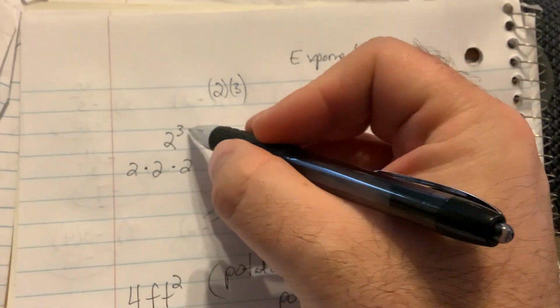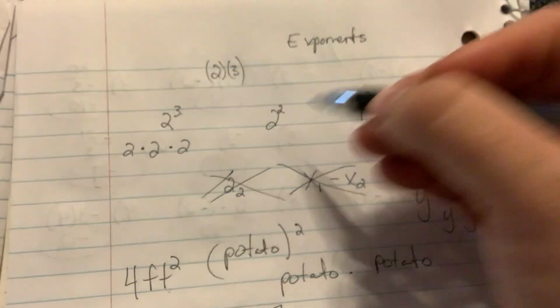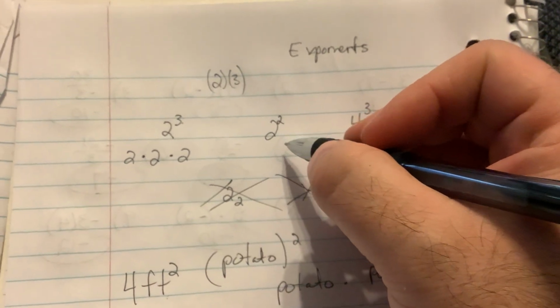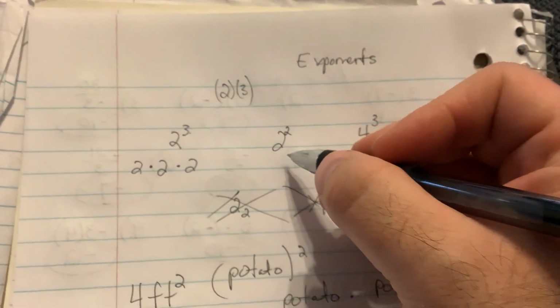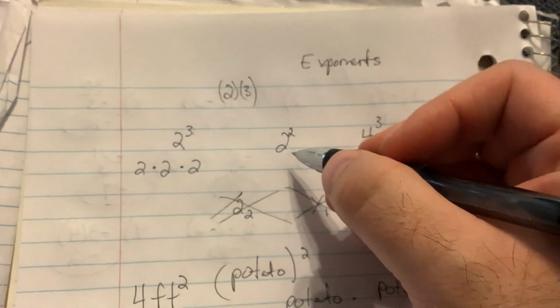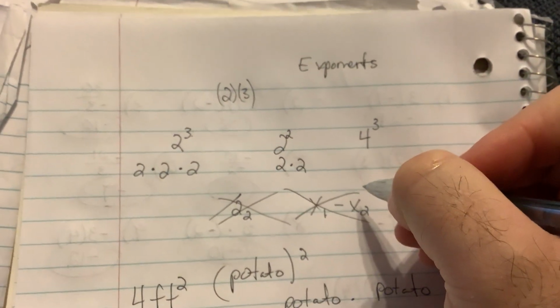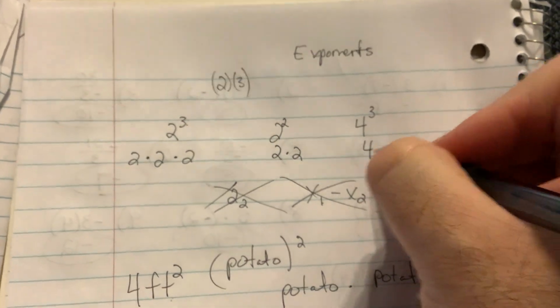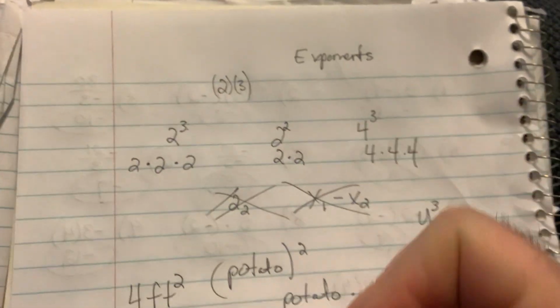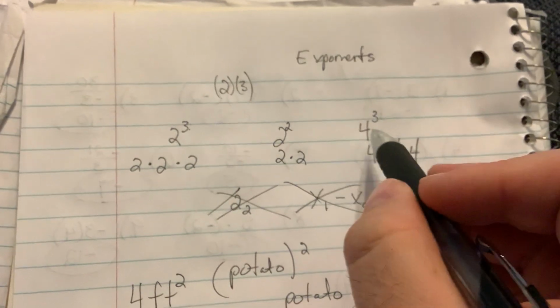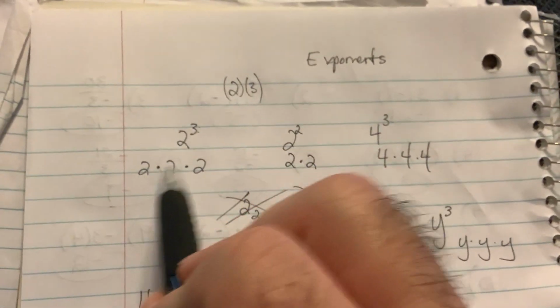That's going to be squared, that's going to be cubed, and then everything after that is fourth power, fifth power, sixth power. So 2 to the second power, or 2 squared, is 2 times 2. And then 4 cubed is going to be 4 times 4 times 4. Okay, so that's what those are. Then you go ahead and do the math of it.